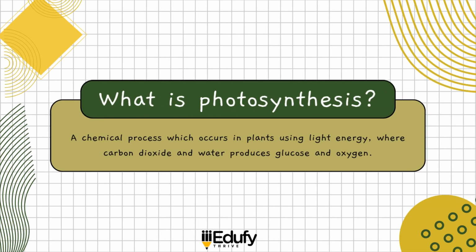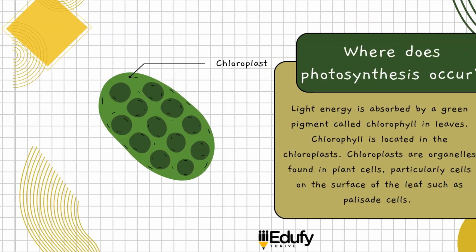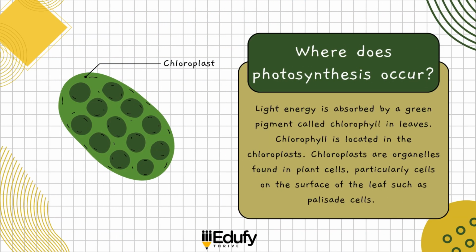What is photosynthesis? A chemical process which occurs in plants using light energy, where carbon dioxide and water produce glucose and oxygen. Where does photosynthesis occur? Light energy is absorbed by a green pigment called chlorophyll in leaves. Chlorophyll is located in the chloroplasts. Chloroplasts are organelles found in plant cells, particularly cells on the surface of the leaf, such as palisade cells.